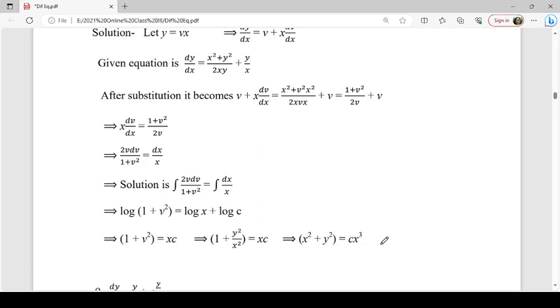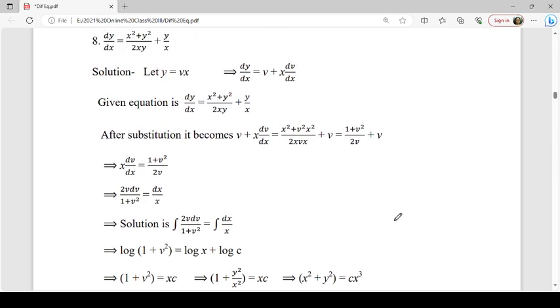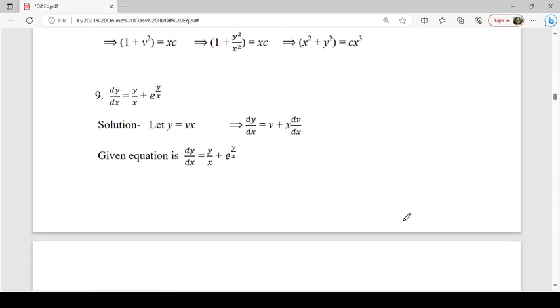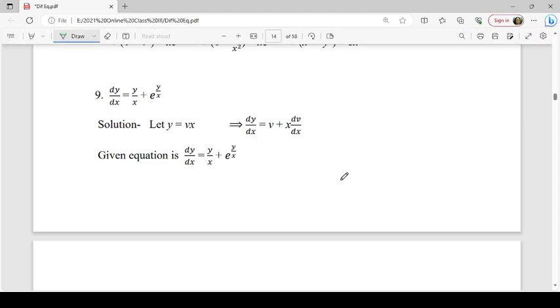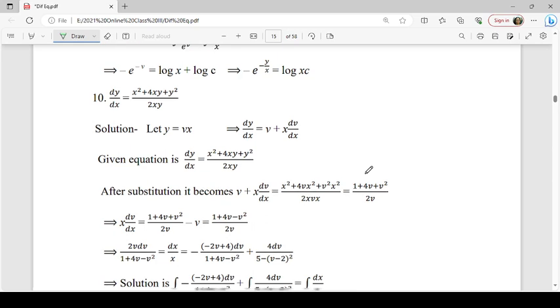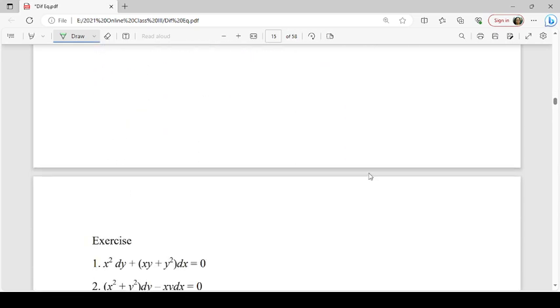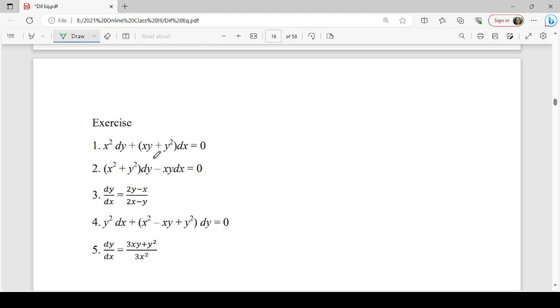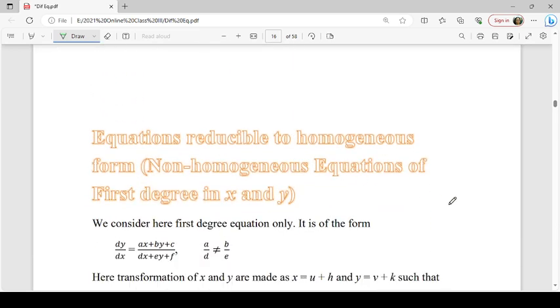So this is another problem, this one. It is also, if we put y is equal to vx, this becomes a function of v alone, and we can term this as a homogeneous equation. So this is the solution of this. This we can try, x square dy xy by, very simple it is. Next is equation reducible to homogeneous equation.